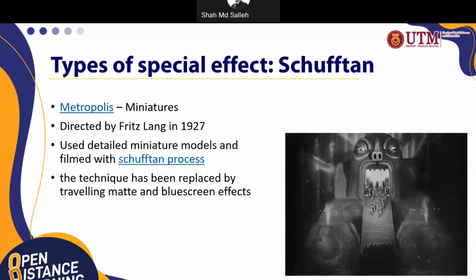This is the Schüfftan effect. This is the Schüfftan effect. You can see Metropolis only using miniature. This is miniature. Directed by Fritz Lang in 1927, used detailed miniature models and filmed with the Schüfftan process. Okay. The technique has been replaced by traveling matte and the blue screen effect nowadays. Before this, they were using miniature. Okay, you can see this example.